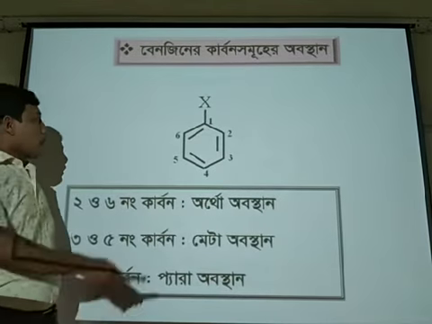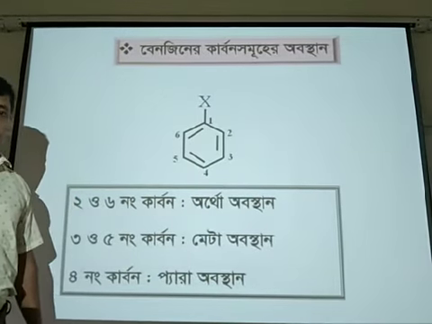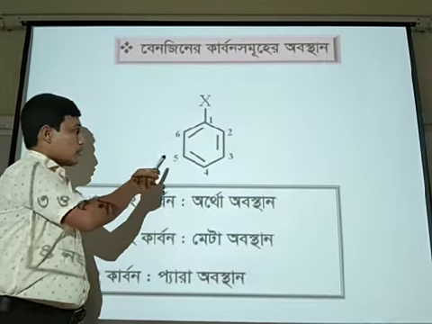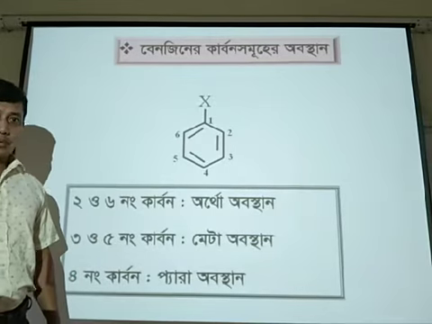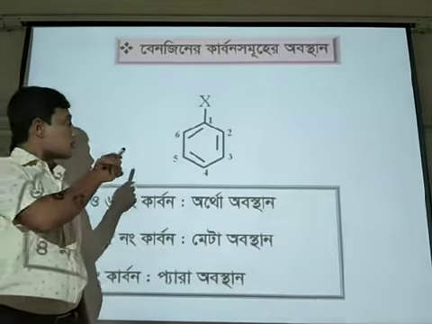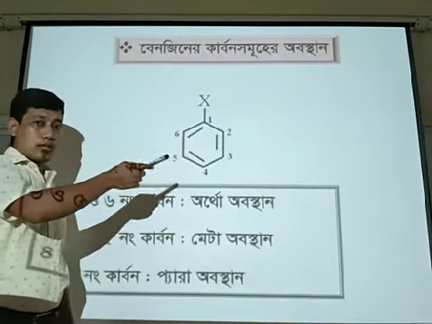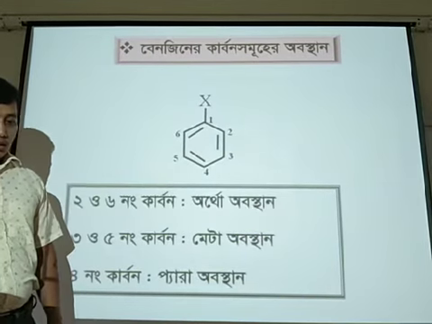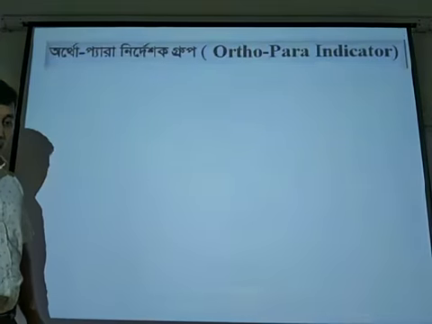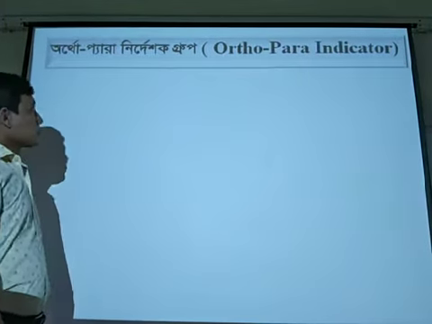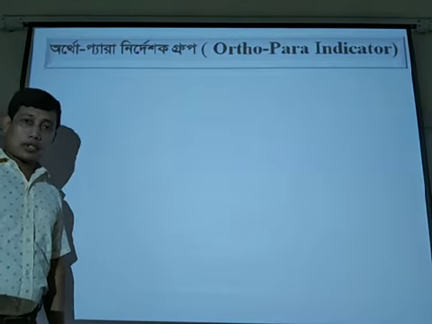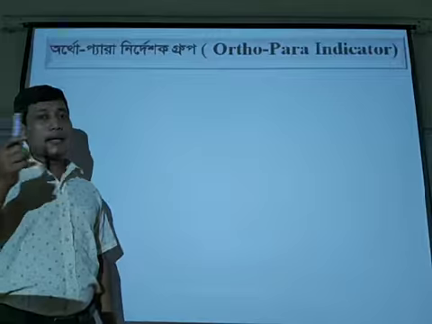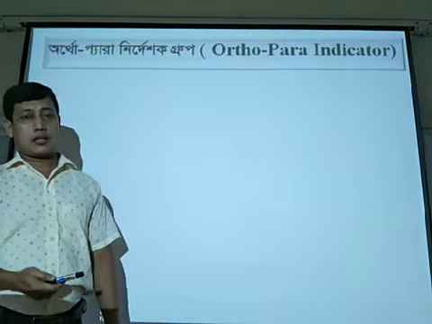Dear student, when the next substitution reaction of benzene occurs, we have to know these positions, because the next substituent will be attached to one of these positions. Now we have to know that if any substituent is present in benzene, it will indicate where the next substituent will be attached.